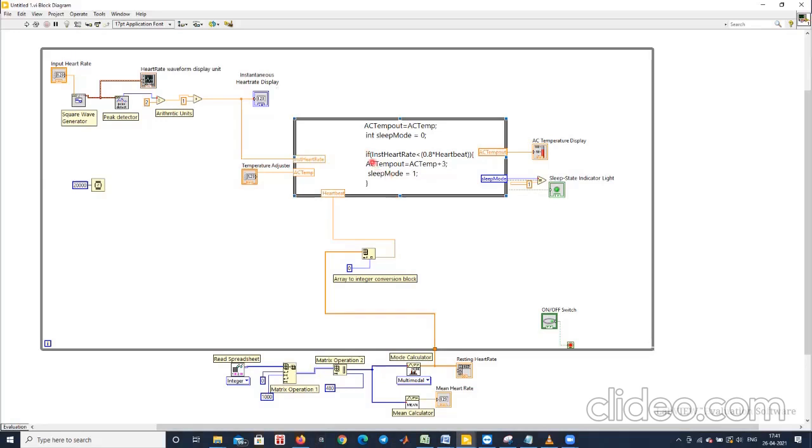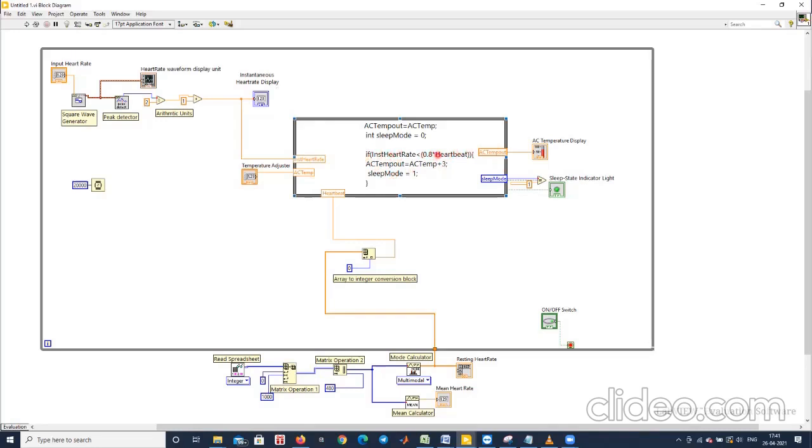Okay, so let's look at it again. If the instantaneous heart rate is less than 80% of the heartbeat, this heartbeat here is the resting heart rate. So if the instantaneous heart rate is less than 80% of the resting heart rate, then AC temp out is equal to AC temp plus 3. So what we are doing here is, through this line, we are establishing whether a person is in sleep state or not.